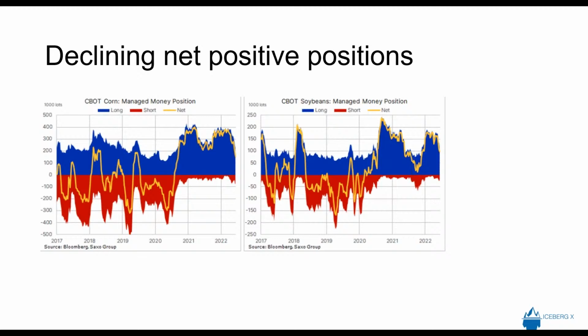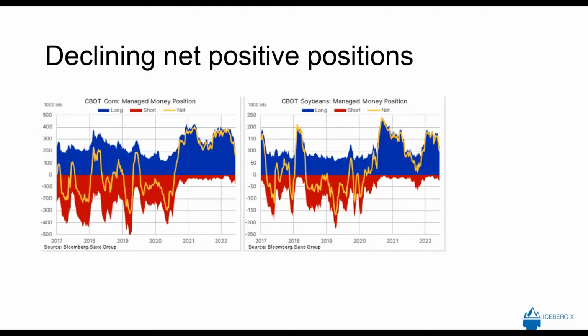Now, when the market changes from net positive to net negative, that shows you that the market sentiment has changed from bullish to bearish. What you can see right now is that in both the corn and soybean markets, the net positions are still positive, but they have been declining since early April, in line with when prices hit an all-time high and started to decline thereafter. So really, it's a good gauge if we want to understand the sentiment in the market at this point in time. It's good to get a gauge from the net positions available in the CFTC data.